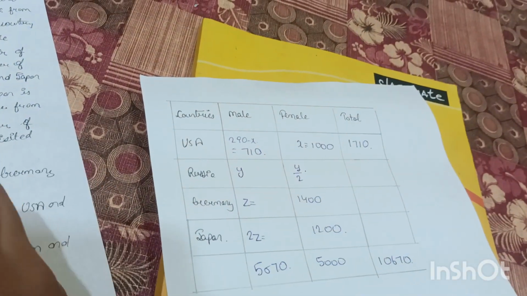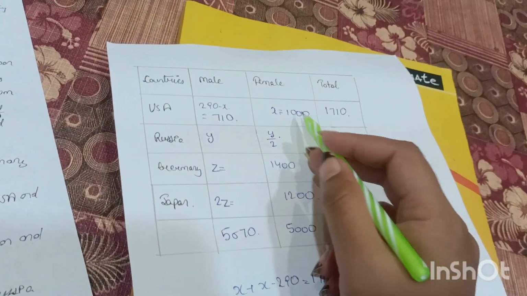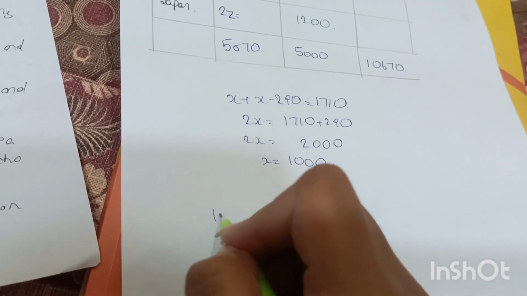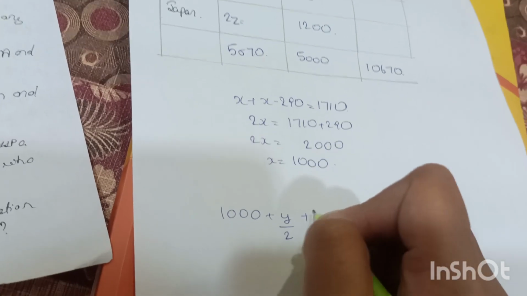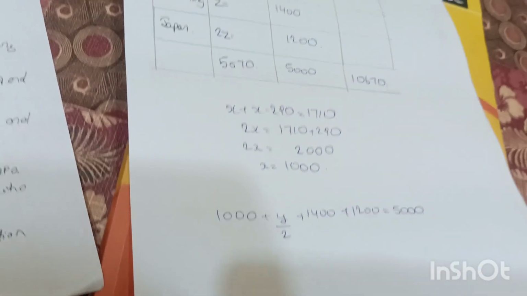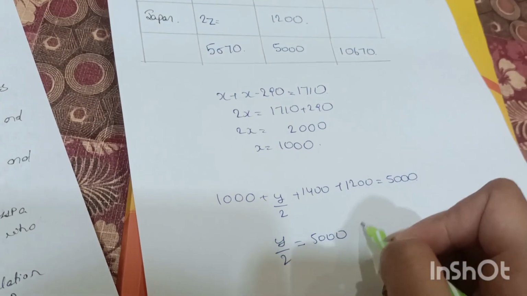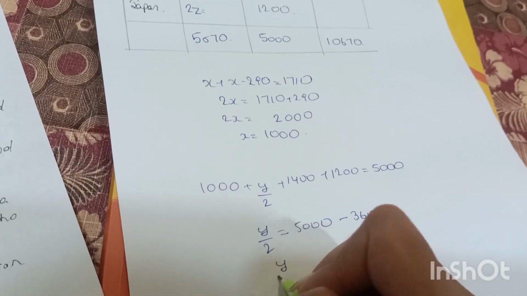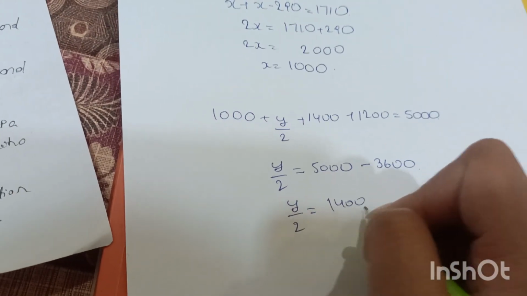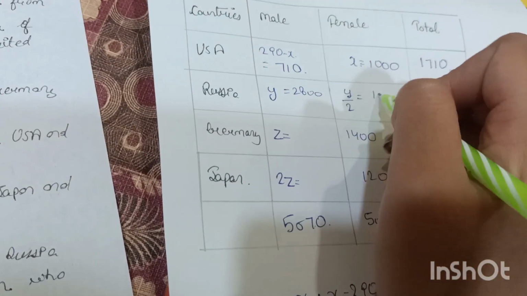Okay. And total number of male and female is this. Okay, now we can solve it. If we solve this equation, we'll get the value of y. So 1000 plus y upon 2 plus 1400 plus 1200 equals 5000. If we solve it, y upon 2 equals, you'll get 3600. So y upon 2 equals, so we'll get the value as 1400. So y value will be 2800. So you can solve it, it will become 2800 and it will become 1400.